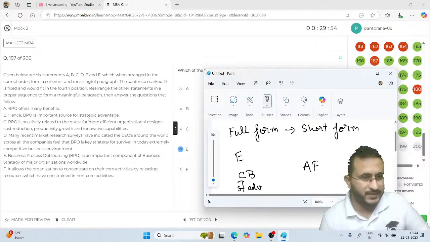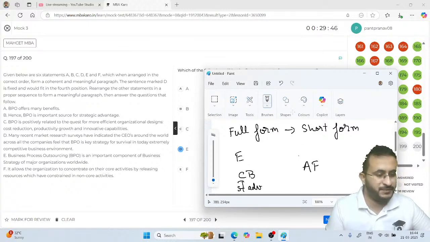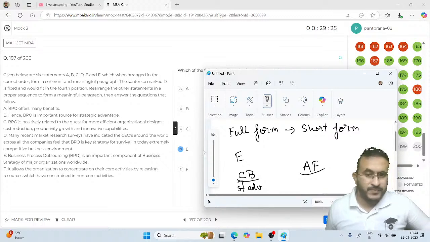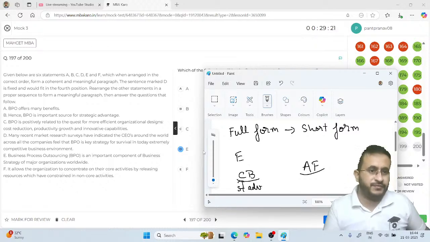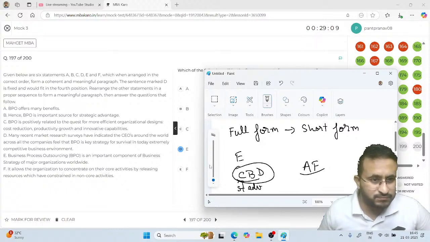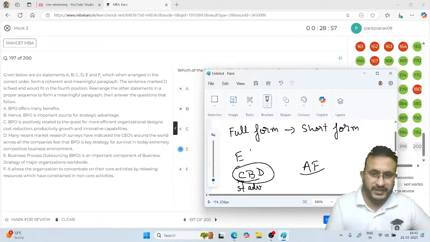If we have something like this, BPO they have defined, right? E is definitely the first one because it defines BPO. Then if we put like this, like either C B का combination या AF का combination चाहिए. D is saying many recent surveys have indicated CEOs around the world across the companies feel BPO is a key strategy. Strategy की बात कर रहा है and B में भी कुछ कह रहा है strategic advantage. So CBD makes sense. So I think this should be ECBDAF.